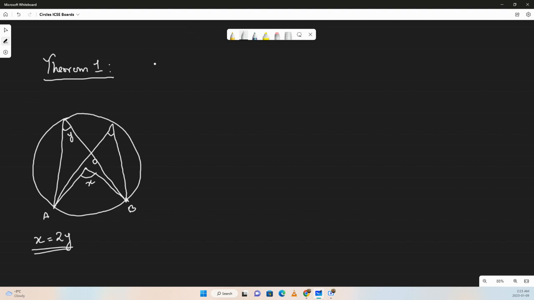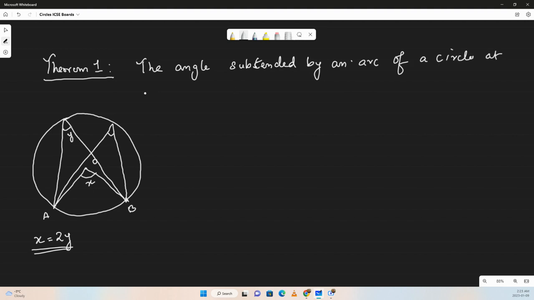So let me write it down in words. So the angle subtended by an arc of a circle at its center, right?